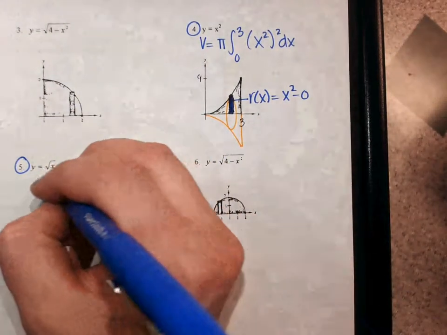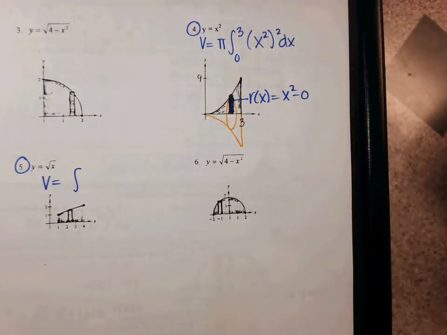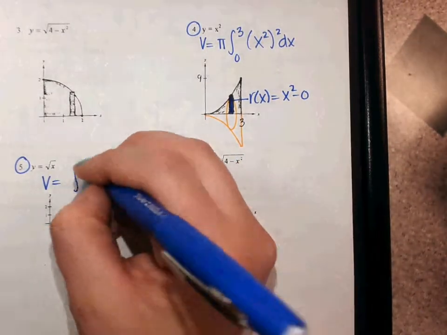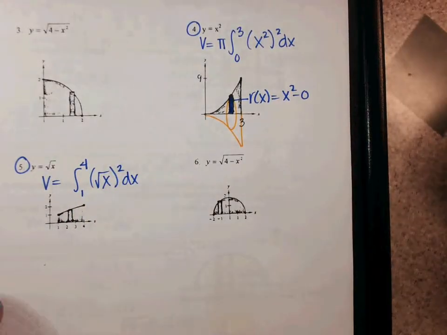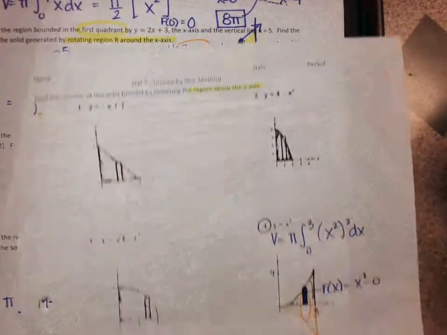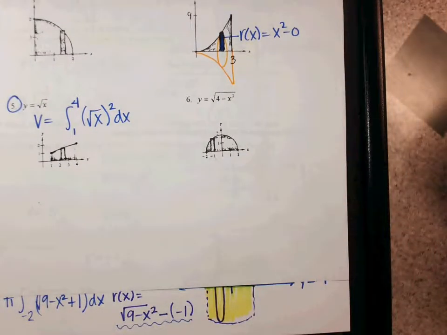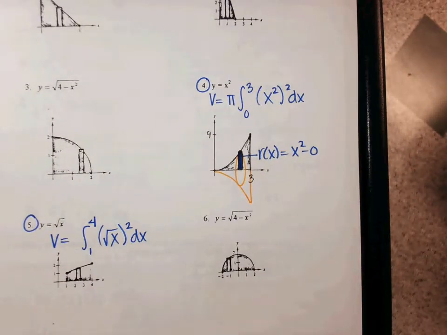Okay, other one. What's the integral from? Volume equals? 1 to 4. And then what's my radius? Root x squared dx. Okay, turn over to the back. I'm going to give you one more to do. Number 11. Okay, do number 11. Set up number 11. Think about where you should shade.